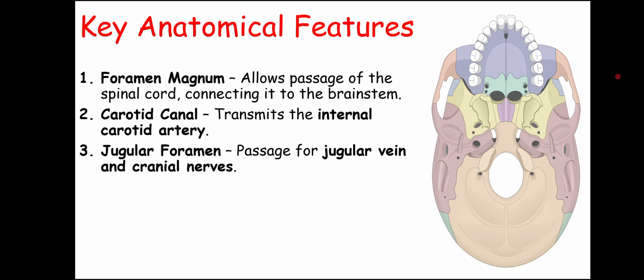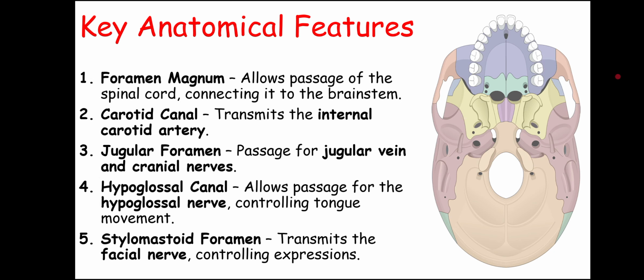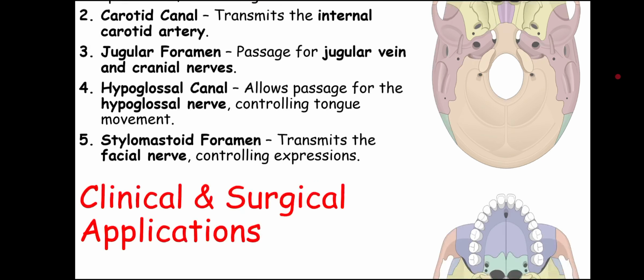Next we have is jugular foramen that is passage for jugular vein and cranial nerves. Next is hypoglossal canal that allows passage for the hypoglossal nerve controlling tongue movements. The next is stylomastoid foramen that transmits the facial nerve and controls expression.